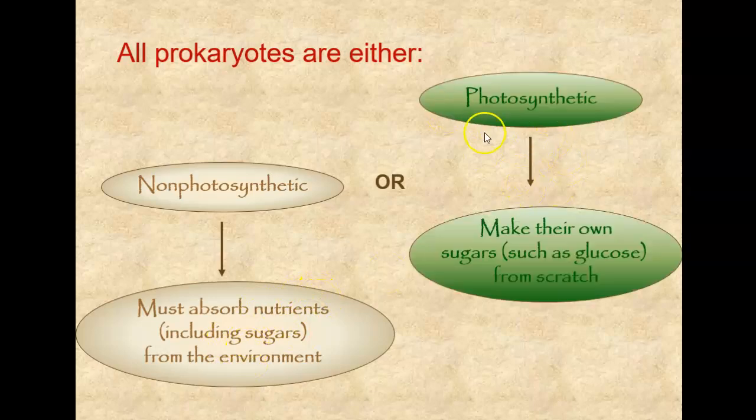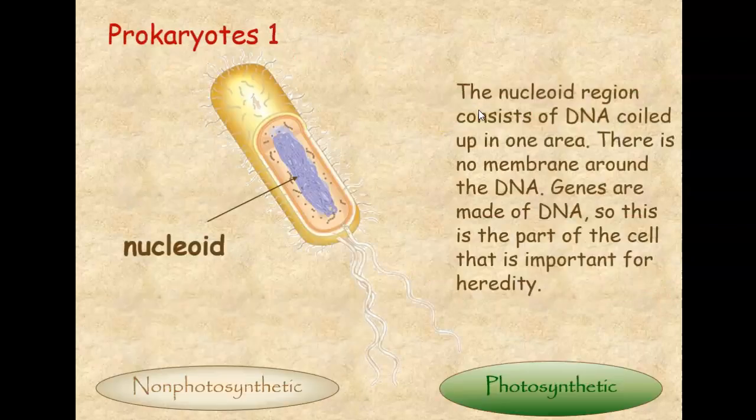Whereas there are also photosynthetic bacteria and archaea that are not going to need to get sugar from elsewhere, but can make it themselves. They can make it themselves primarily from using sunlight. And again, we have an entire chapter on that later on in the class on photosynthesis. So what do you need to know for prokaryotes?